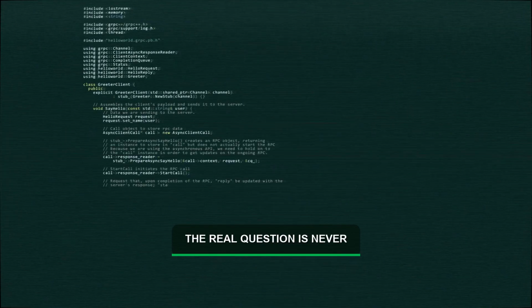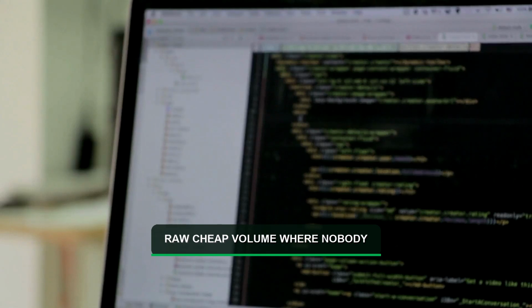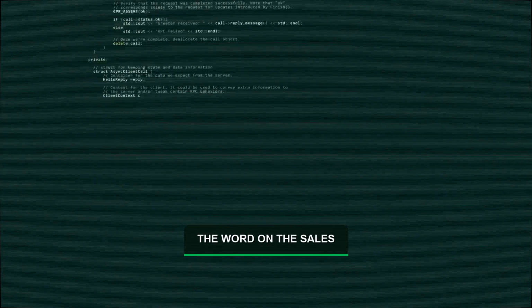So the real question is never which is better in the abstract. It is, what is the job? Identity and trust, go rotating mobile. Raw cheap volume where nobody is checking, go pool. Buy for the work in front of you, not for the word on the sales page.